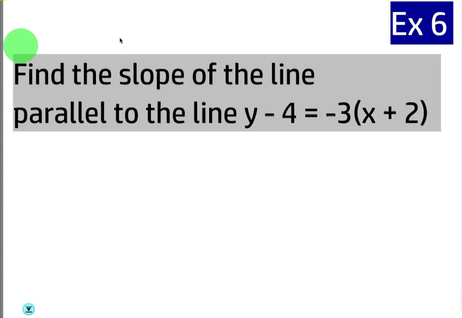Let's do one more. This is going to be the easiest one. Find the slope of the line parallel to the line y minus 4 equals negative 3x plus 2. Looking at this, you can tell what? This is in what kind of form? Point slope, right? So you can quickly look at the number in front of the parentheses. That tells you what the slope is. And the slope is negative 3, so our line that is parallel to that must also be negative 3. So therefore, m is going to be equal to negative 3, the slope of our line.